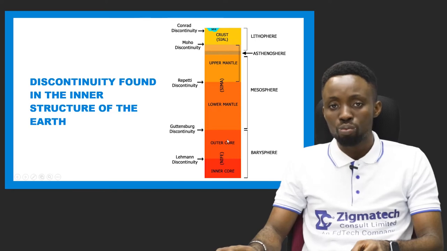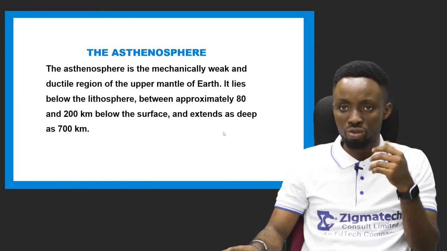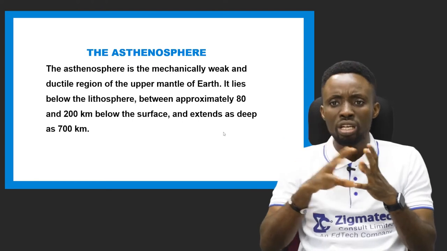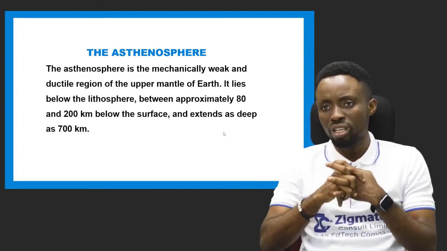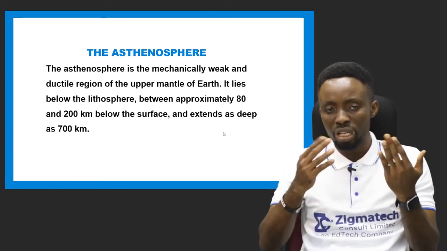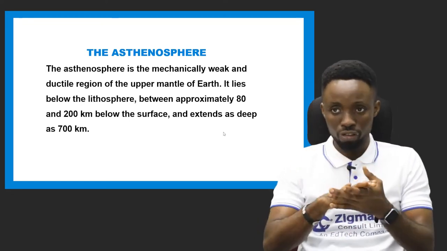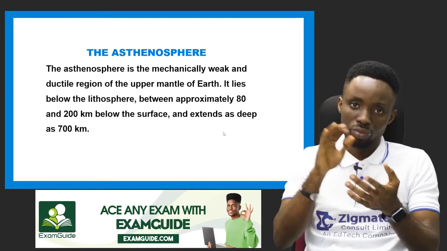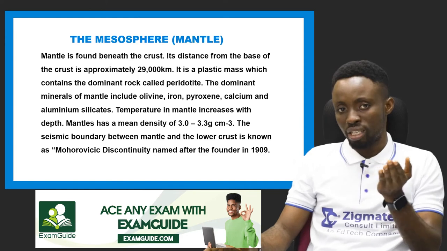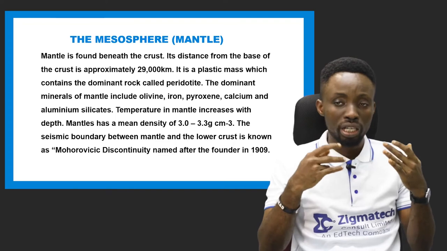So we are going to look at the next zone, which is called the asthenosphere. Like I said, the asthenosphere is just a brief space, and it's simply a mechanically weak region of the upper mantle of the Earth. It lies below the lithosphere, in a range of 80 to 200 kilometers below the surface of the Earth. So it goes deep to about 700 kilometers. When you leave the asthenosphere, you get to the mesosphere, which is the mantle. Now the mantle is right below the lithosphere.